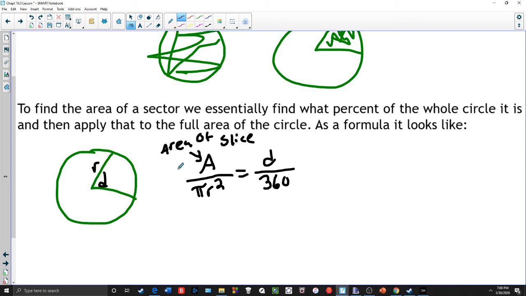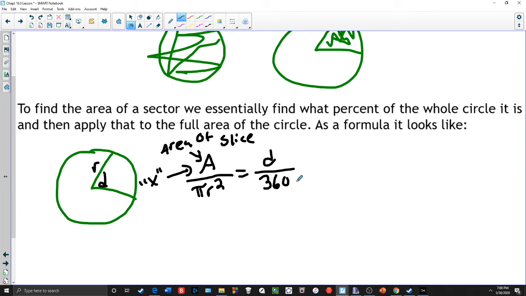So this is usually your x. So this right here is usually your x part of the formula, because this is what you're trying to find. You're trying to find out how big the area of the slice is. And again, if you notice here, it's just like a conversion almost. Area of slice, area of circle. Degrees of slice, degrees of circle. So slice, circle, slice, circle. Piece, total, piece, total.